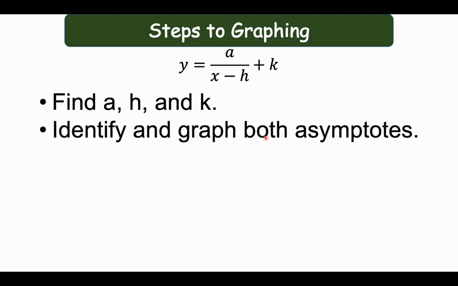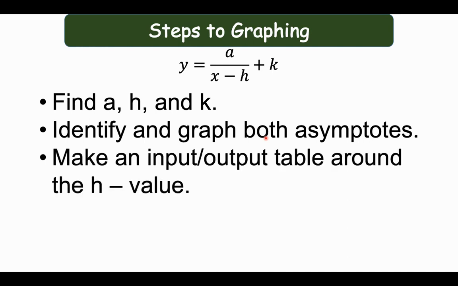Second step, identify and graph both of your asymptotes, the vertical and the horizontal. After you have those asymptotes on the page, you just got to figure out where the points are so you can start figuring out what your curve is going to look like.